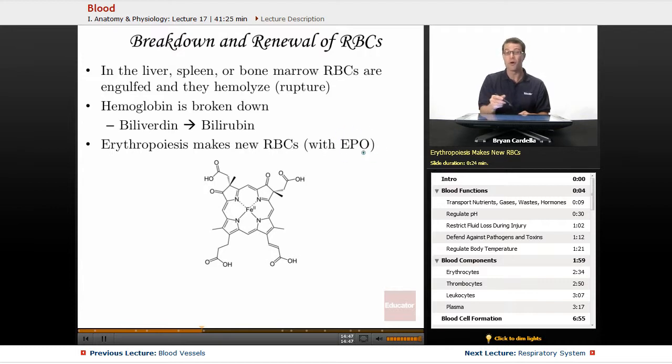Erythropoiesis makes new red blood cells, and EPO stands for erythropoietin. Erythropoietin is the hormone. Erythropoiesis is the process of making red blood cells. So that's going to be that one lineage I showed you on the previous slide that comes from the hemocytoblast but ends up making red blood cells specifically.